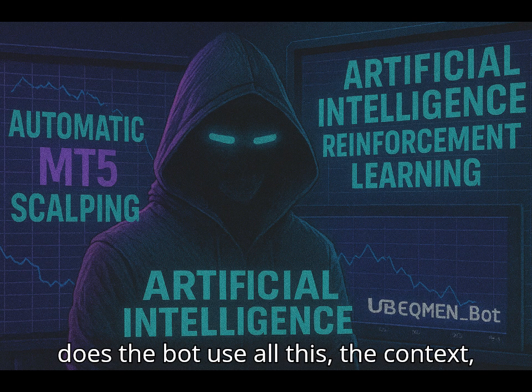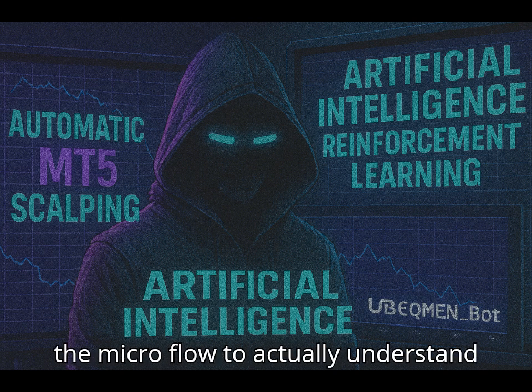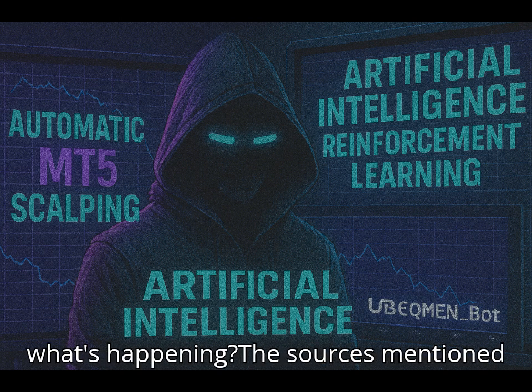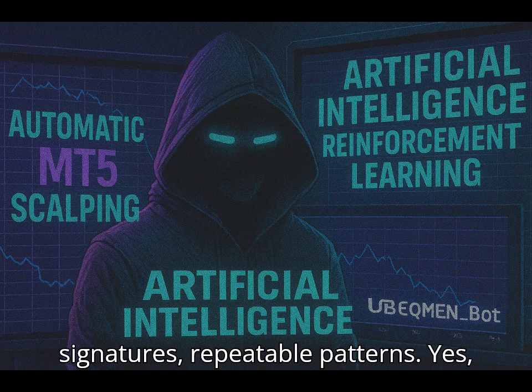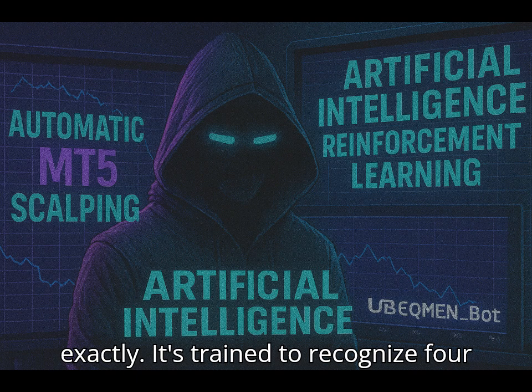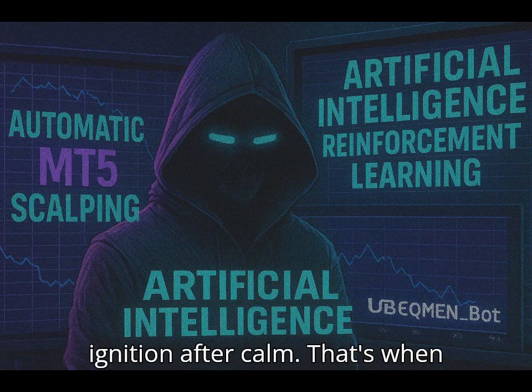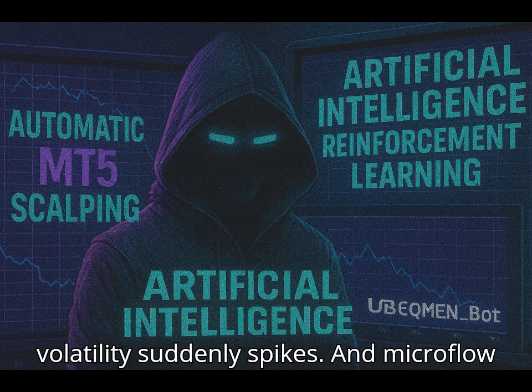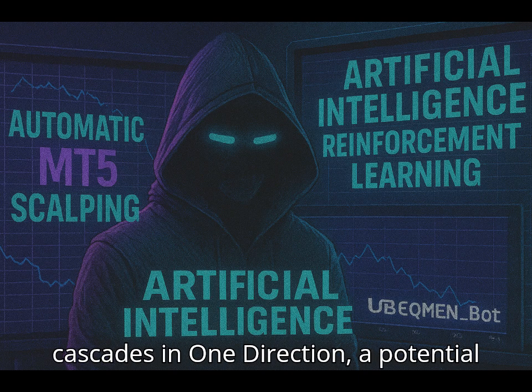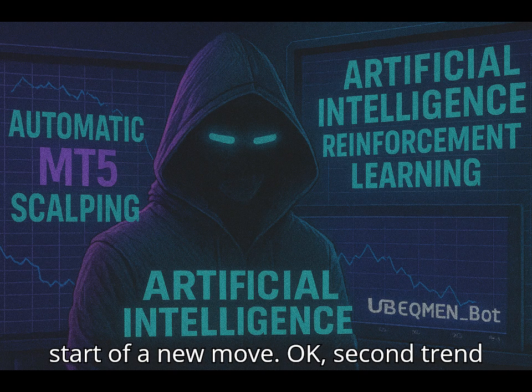So how does the bot use all this, the context, the microflow, to actually understand what's happening? The sources mention signatures, repeatable patterns. Yes, exactly. It's trained to recognize 4 key market signatures. First is ignition after calm. That's when volatility suddenly spikes and microflow cascades in one direction, a potential start of a new move.